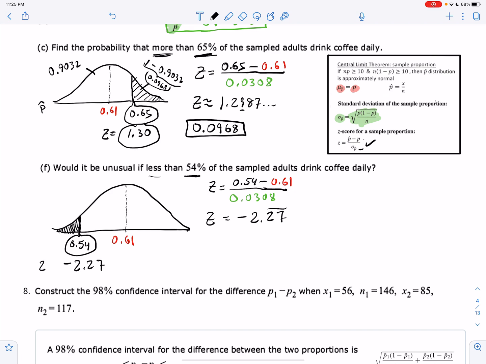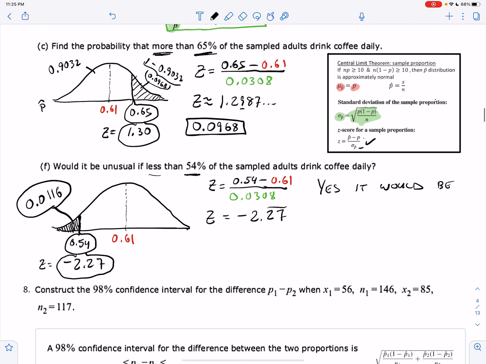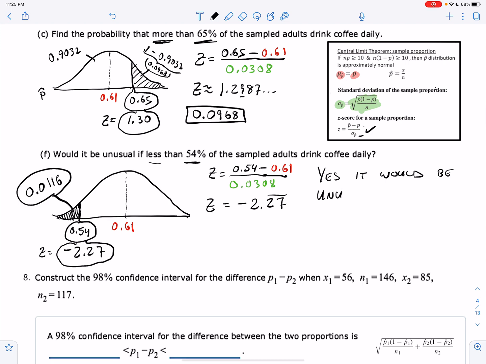So we're going to use this z-value and look that up. The beautiful thing here is that the tables always give us the area to the left in terms of z-values, so it's going to give us exactly what we're looking for: 0.0116. Now, is that unusual? Yes, it would be unusual if less than 54%.